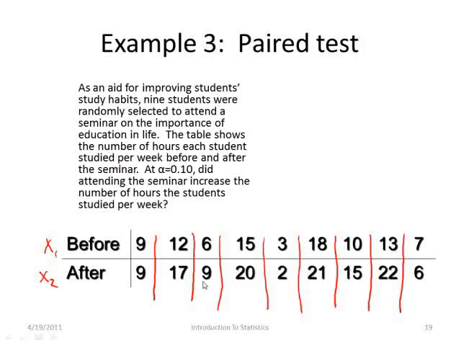We would expect increased study time in which population? In the after. So if the intervention worked, then we would expect these numbers to be larger than these numbers up top, right? What if the intervention didn't work? Then what would we expect with the numbers in both of these populations? They should be relatively close or the same.